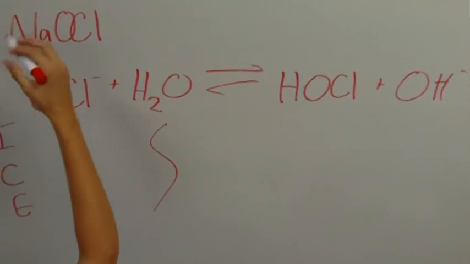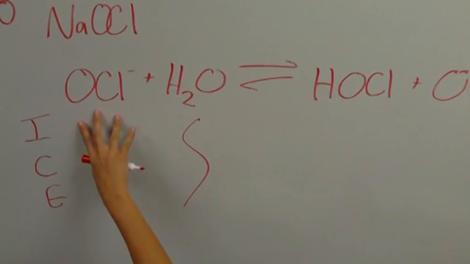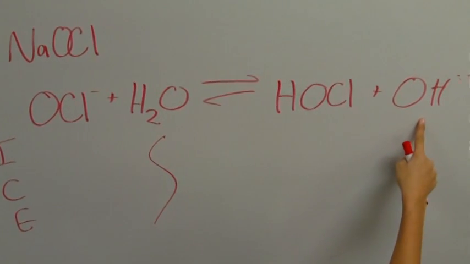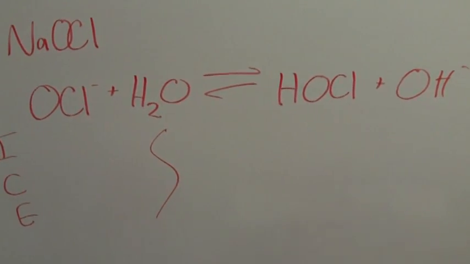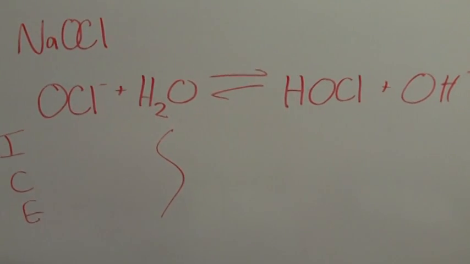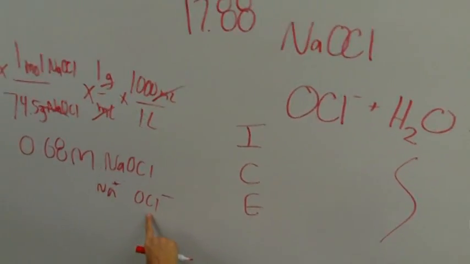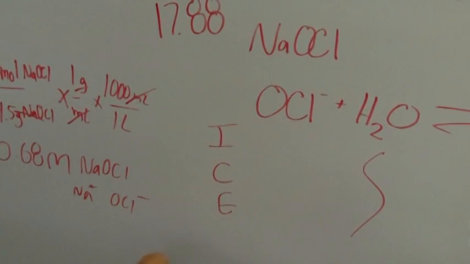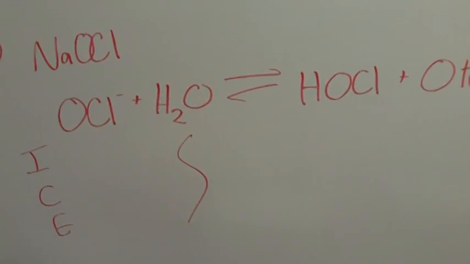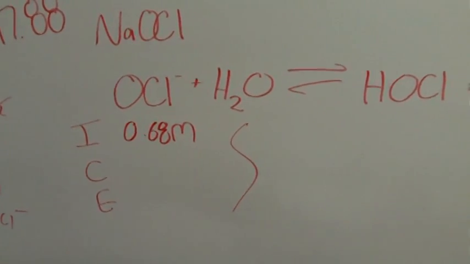So this dissociates, as I just showed, and then this goes on to pull a hydrogen off of water, and that's why it's a base. So that's what happens when it's a salt. You just have to see that the Na is going to do nothing in the water, the sodium ion, but the other part is going to grab an H and be basic. So we got our original concentration, which is 0.68 molar.